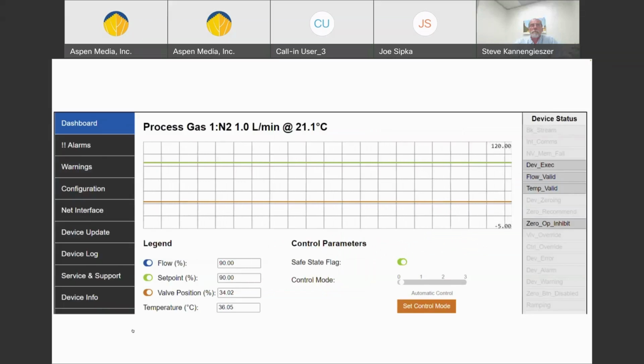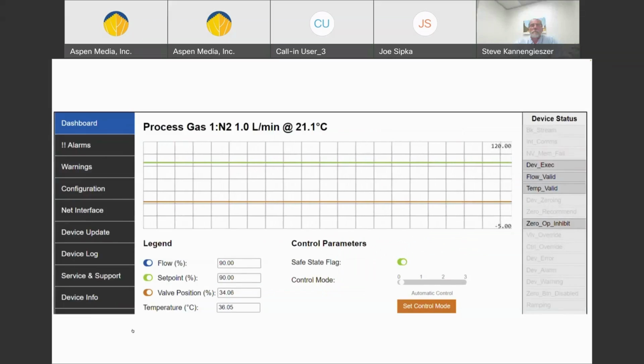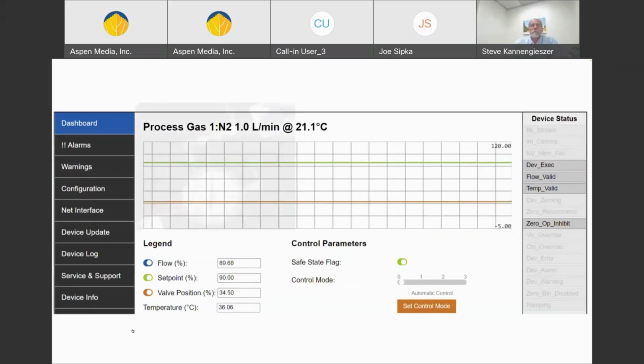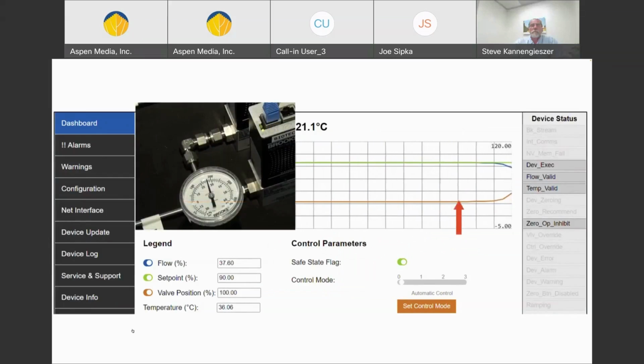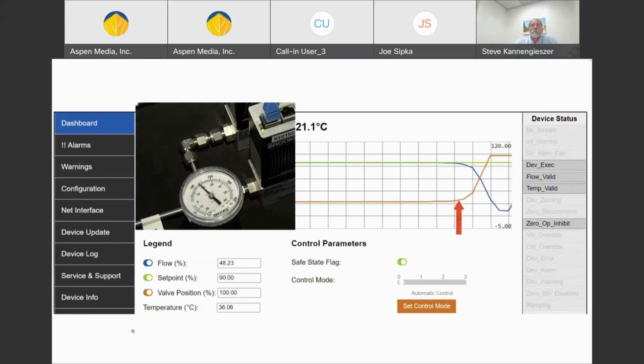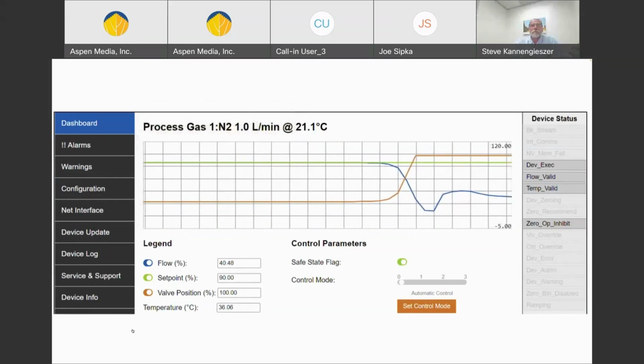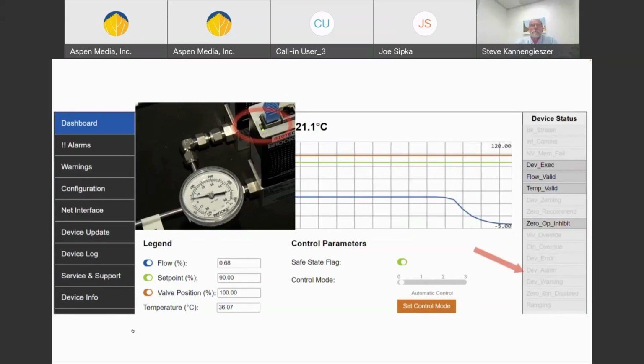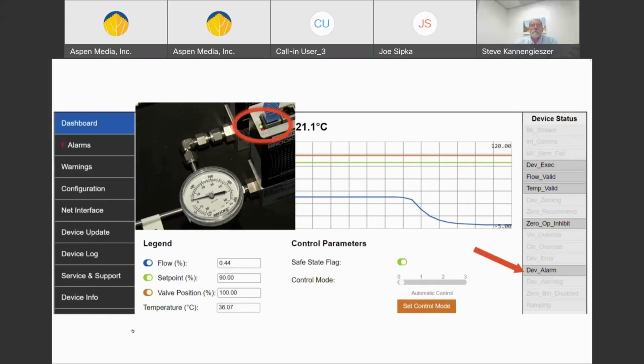I'm going to simulate pressure drop by adjusting the inlet regulator until the device is affected and activates the restricted flow alarm. As you can see, the valve is responding to the pressure droop by opening further in an attempt to maintain the desired flow. As the supply pressure drops, eventually the device will be unable to achieve its requested flow and the alarm will be activated. The PLC will receive this alarm and allow for the problem to be quickly addressed.